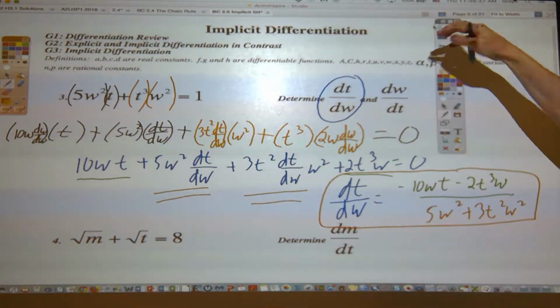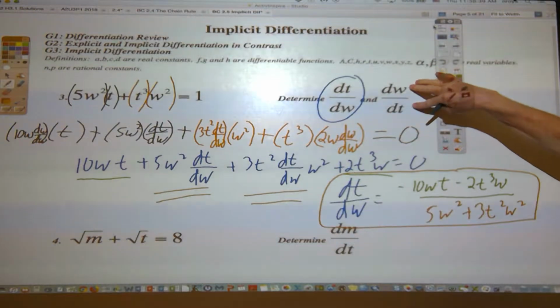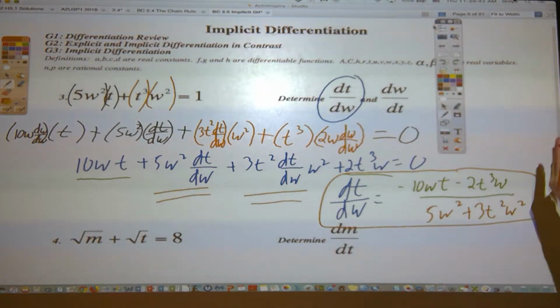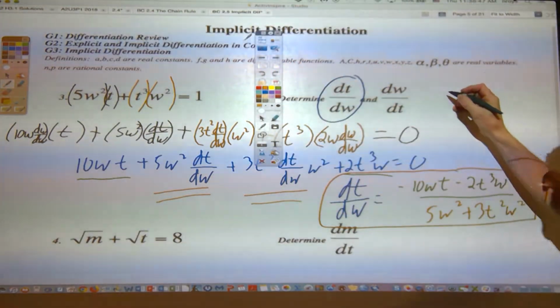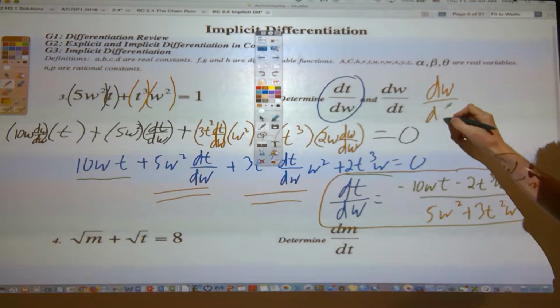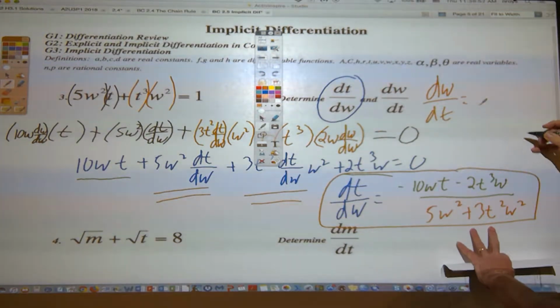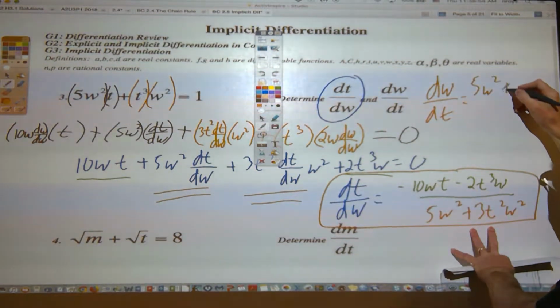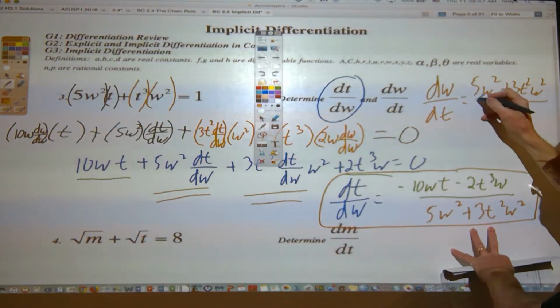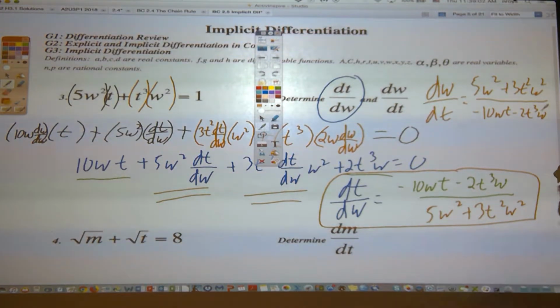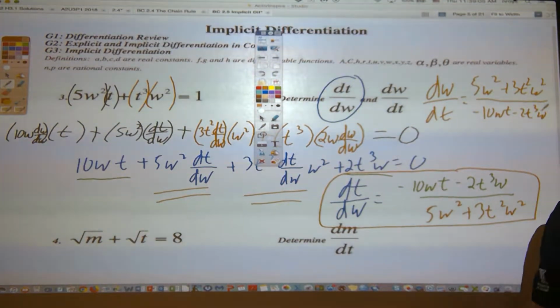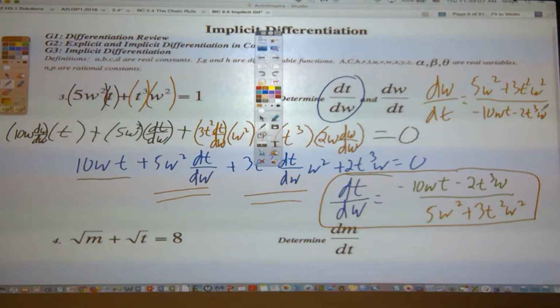So do we have to start over again to find dw/dt? Oh, we're halfway done. No, we just flip it. You don't have to start over to get dw/dt. Woohoo! To find dw/dt, you just flip dt/dw to get 5w squared plus 3t squared w squared over negative 10wt minus 2t cubed w. Calculus is starting to move here, starting to flow. We're connecting together a lot of concepts. Any questions on example 3?